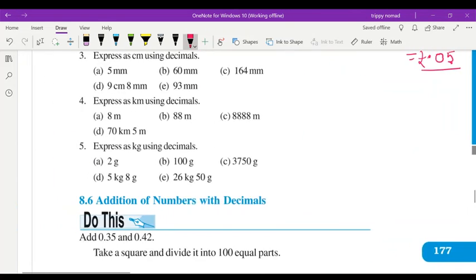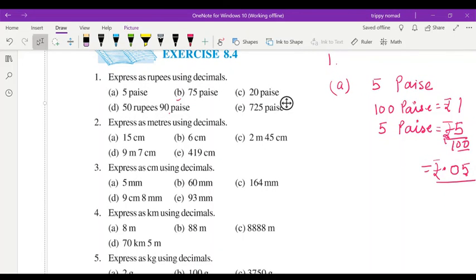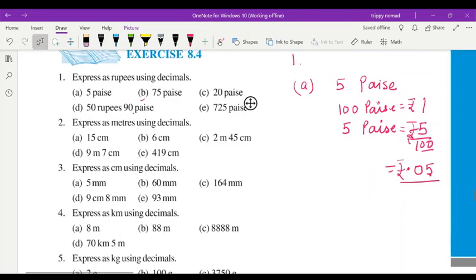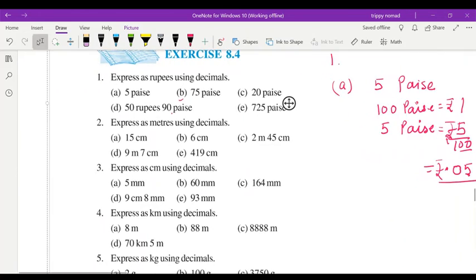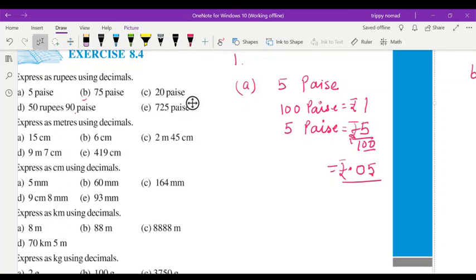So the first question you will complete in your notebook, and tomorrow we will start from question number 2, and the remaining 3, 4 and 5 we will do. So exercise 8.3 and the first question of 8.4 you have to complete in your notebooks, children.